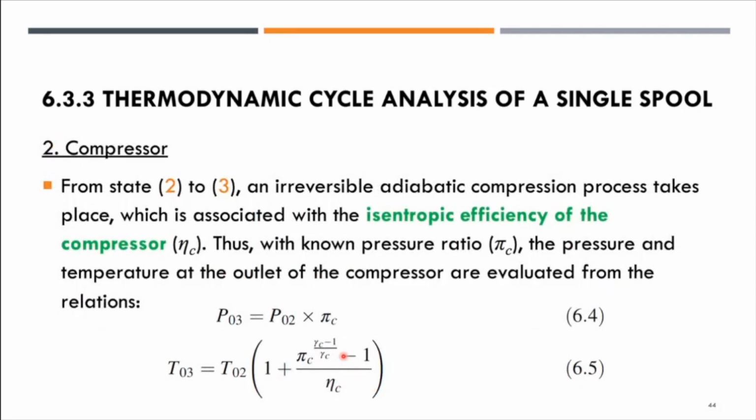Let us move into the compressor stage and look into the thermodynamic cycle analysis from state 2 to 3. An irreversible adiabatic compression process takes place, which is associated with the isentropic efficiency of the compressor. We have the new term there, zeta C. Thus, with the known pressure ratio pi C, the pressure and temperature at the outlet of the compressor are evaluated from these relations: P03 from equation 6.4, T03 from equation 6.5.